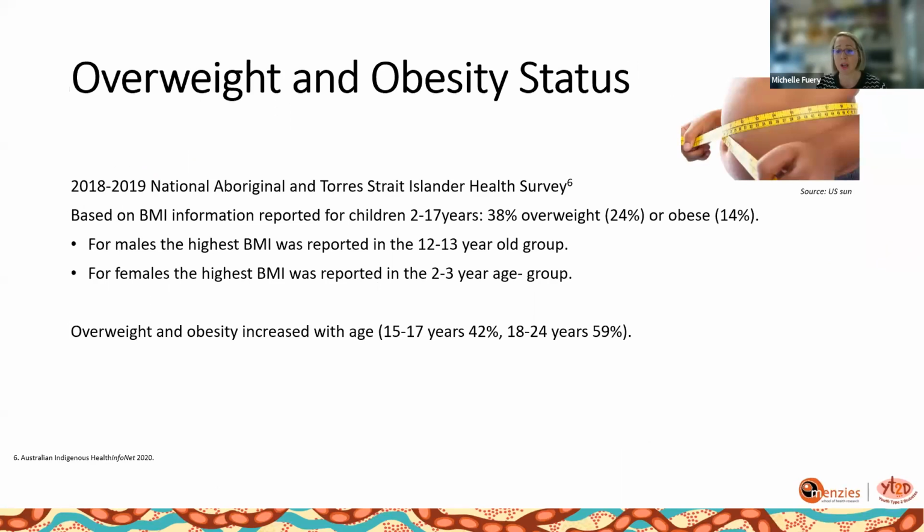The National Aboriginal and Torres Strait Islander Health Survey in 2020 reported the current status of overweight and obesity in children aged 2 to 17 years based on the BMI information reported. 38% were overweight or obese, and this reflected 24% in the overweight category and 14% in the obese category. For males, the highest BMI was reported in the 12 to 13-year age group, and for females, the highest BMI was reported in the 2 to 3-year-old age group. Overweight and obesity was found to increase with age at 42% in the 15 to 17 years and up to 59% in the 18 to 24-year-old age group.